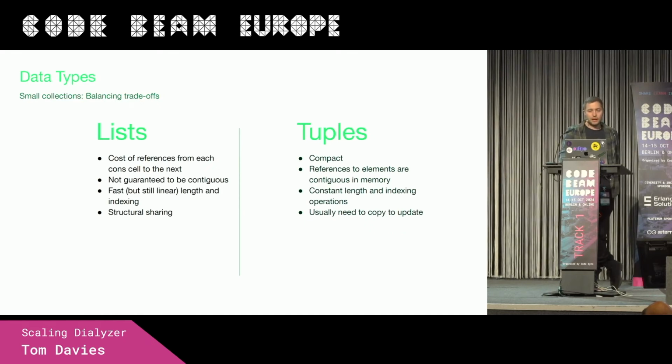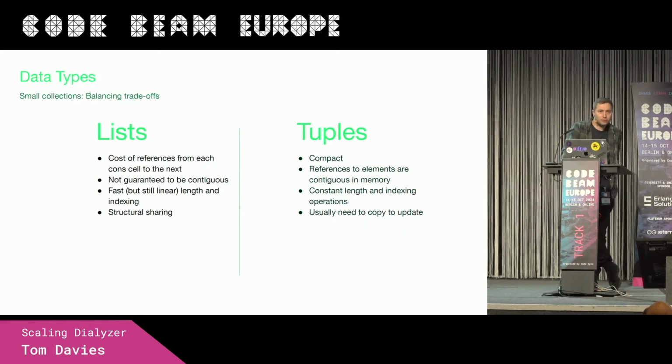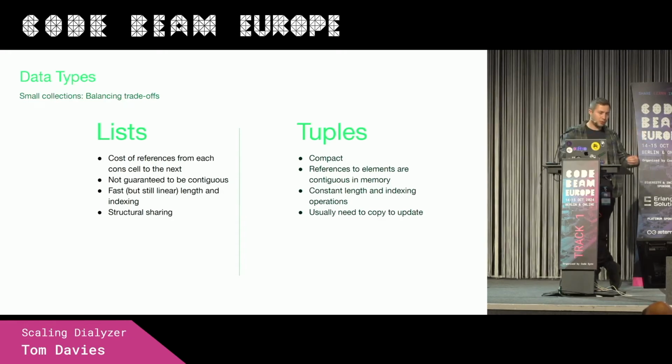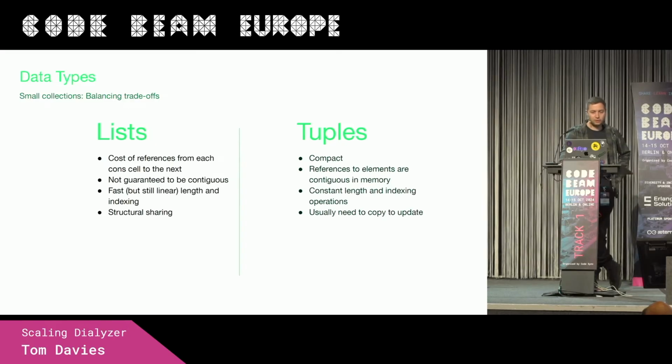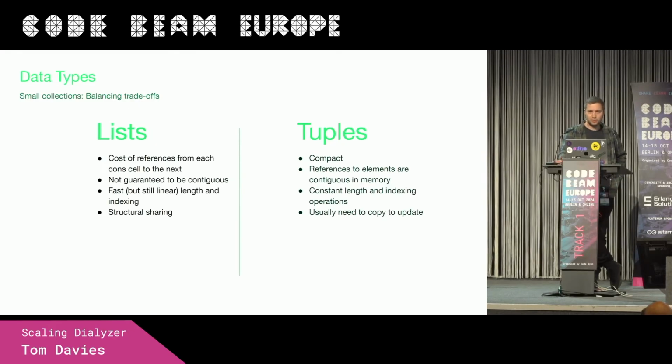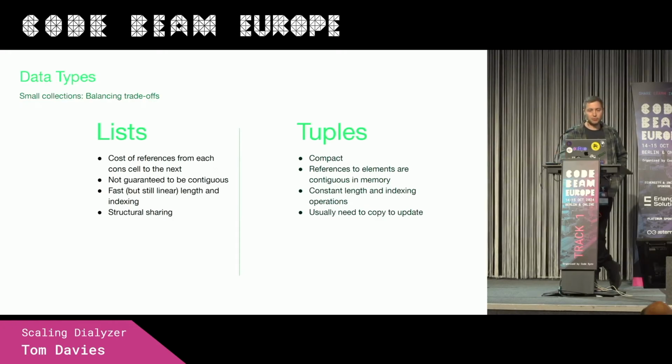One of the main drawbacks is that you usually then need to copy to update them. They're just like a contiguous blob. You need to make a change. OK, well, I'll copy it and then have this little thing tweaked over here. I say usually because it's possible to optimize some of that away, but it's certainly not guaranteed that you'll have that optimization applied.